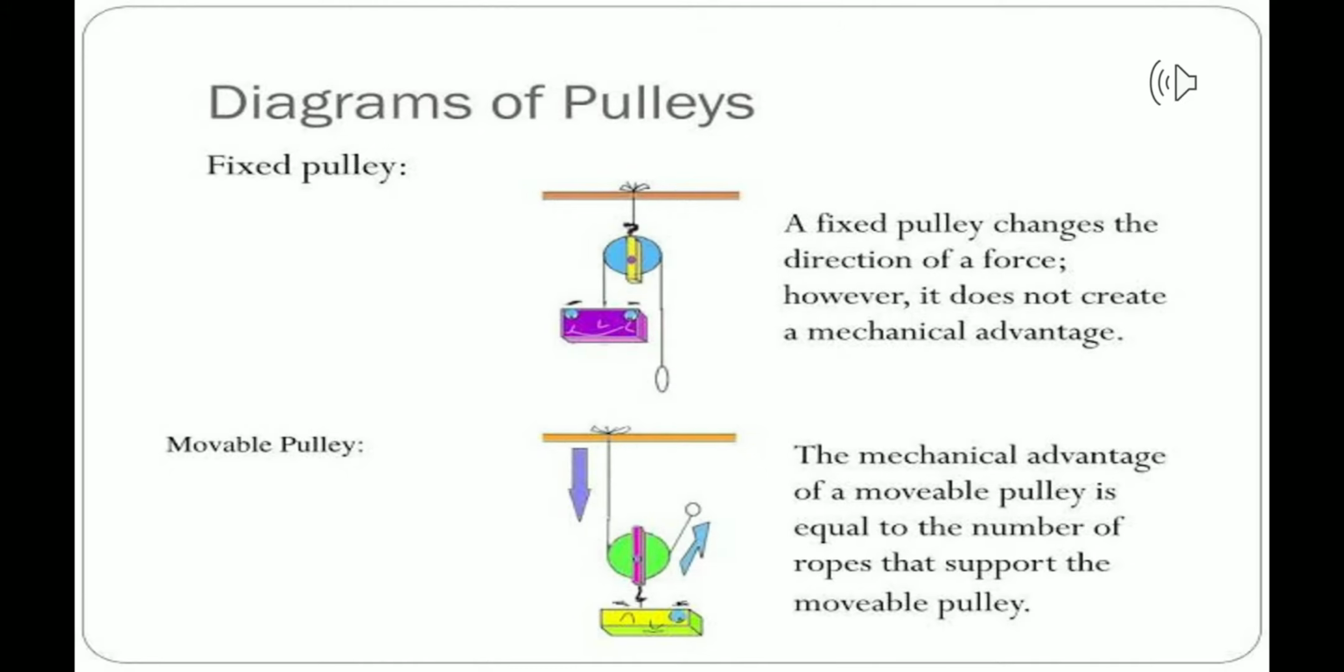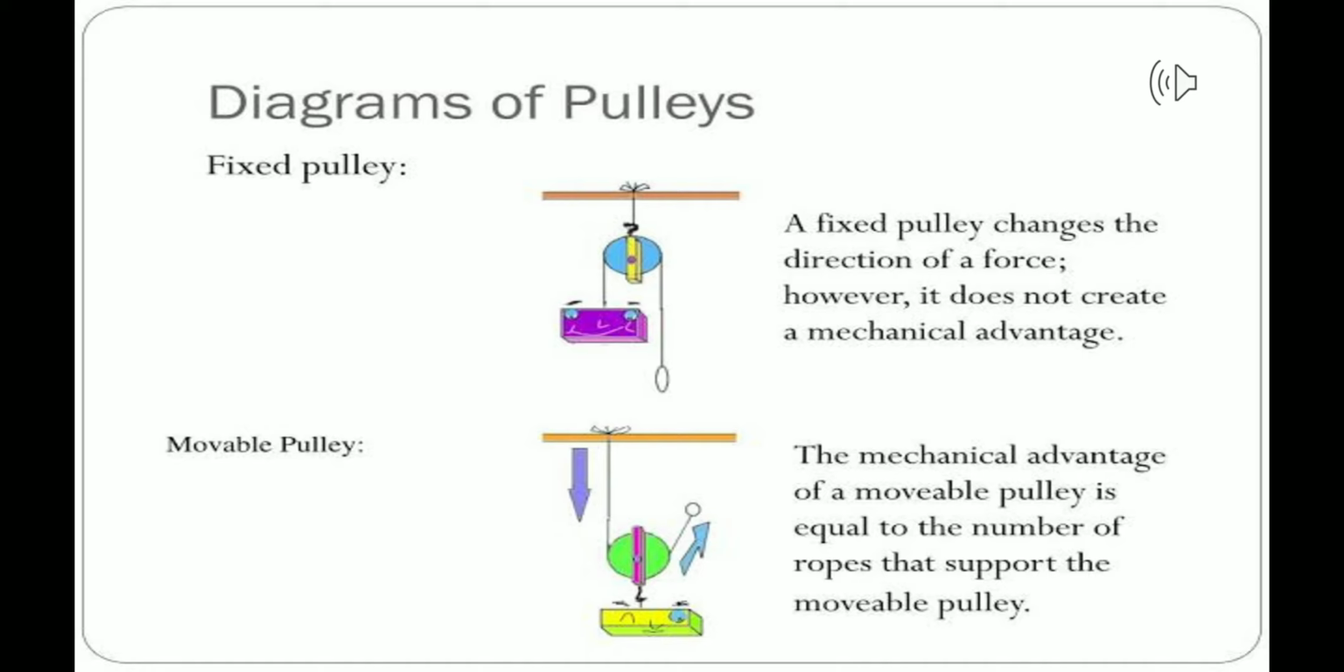Now here in this diagram, I just made this just to compare fixed pulley with movable pulley. Now in fixed pulley, a fixed pulley changes the direction of force. A fixed pulley has only been applied over there just to change the direction of effort to a convenient way. So a single fixed pulley changes the direction of force. However, it does not create a mechanical advantage. Hence, we say that it is only used for changing the direction of the effort.